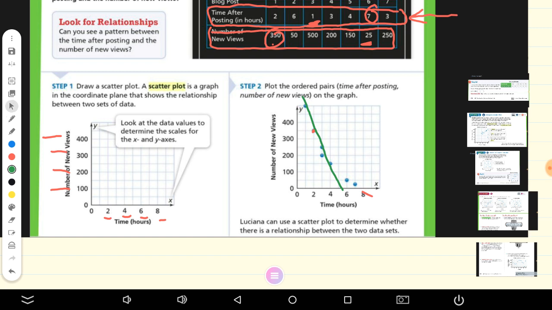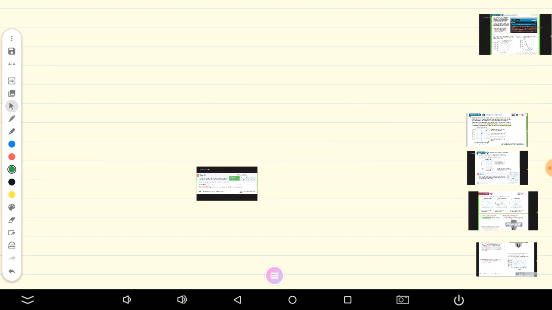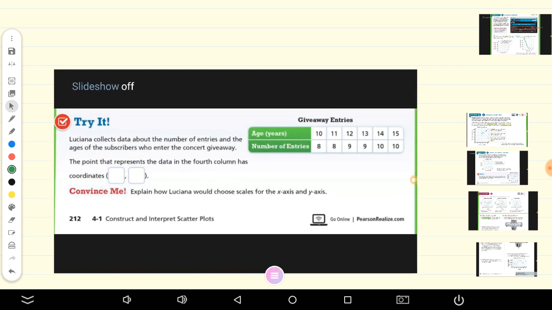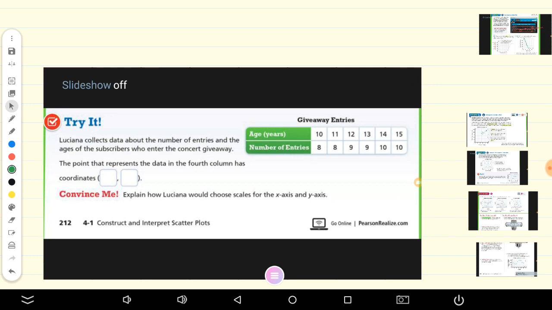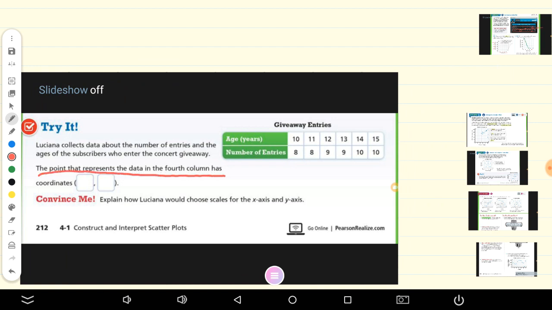Okay, as an example, on the same page, this example wants to let us know how to read the data between the two sets from the table. Luciana collects data about the number of entries and the ages of subscribers who enter the concert giveaway. Okay, the points that represent the data in the fourth column. Take care, fourth column. Fourth column is what? X equals 13 and y equals 9.